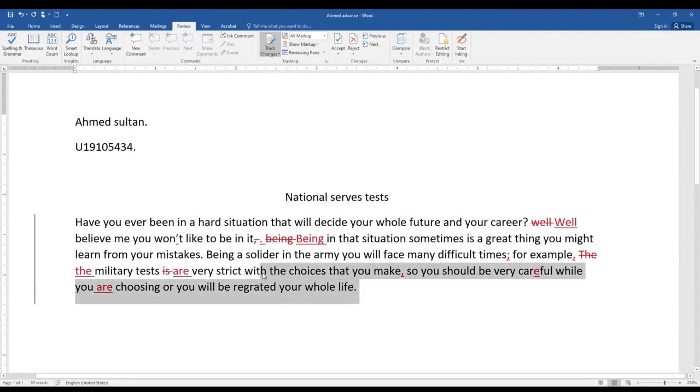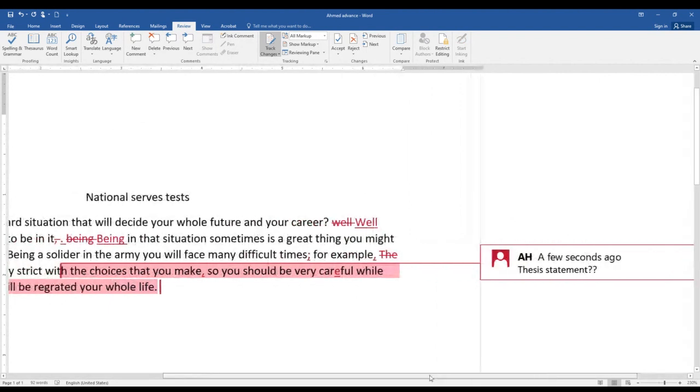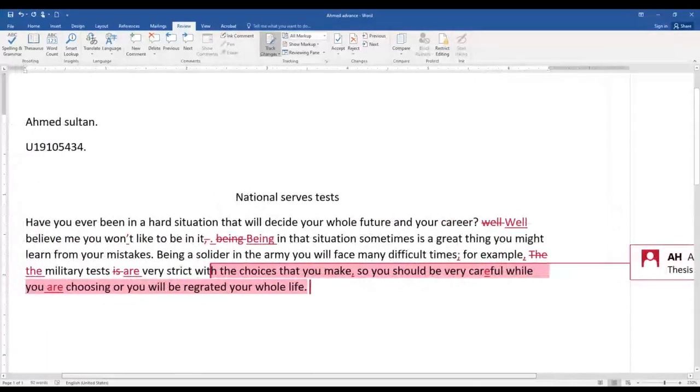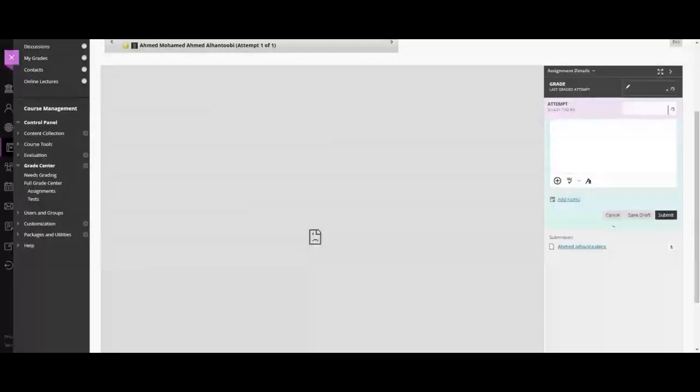Now, Ahmed, I can't see your thesis statement clearly here. I need your thesis statement. What is your thesis statement? What are you going to talk about? What are the issues that you are going to talk about here? You have a good start, by the way, but here you should rewrite your thesis statement. Okay, Ahmed? Do you hear me? Yes. Please rewrite it and send it back to me again.